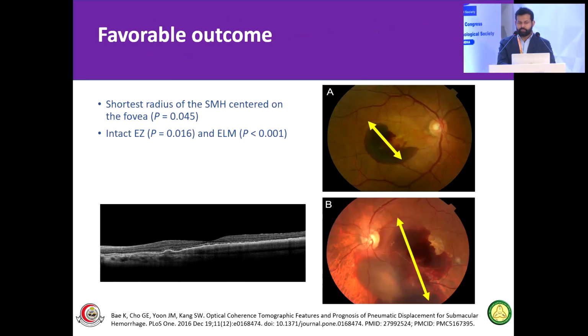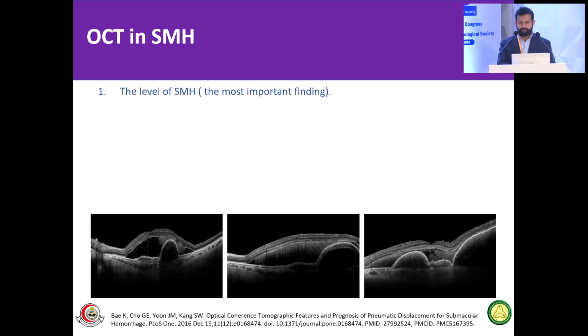Here, what is important to know is that a shorter radius of the submacular hemorrhage at the center of the fovea has a more favorable outcome, as does an intact ellipsoid zone and external limiting membrane.